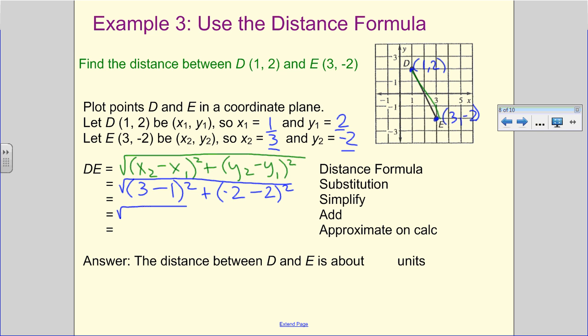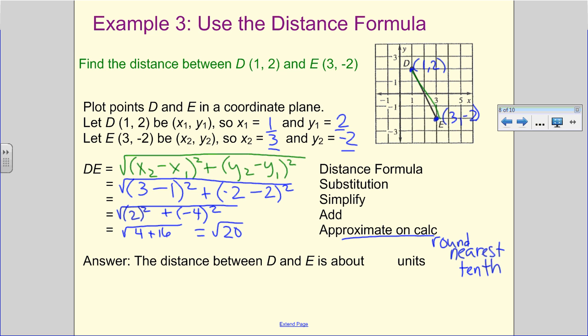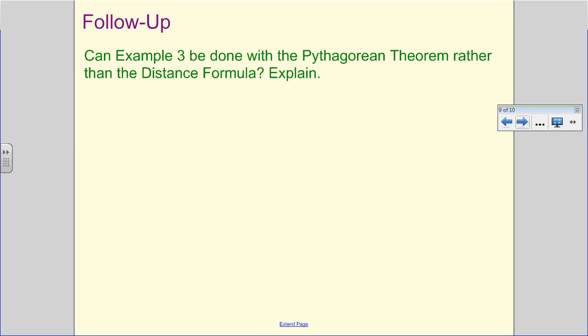It says to simplify, so we're going to take the square root, and we're going to have 3 minus 1, which is 2 squared, plus negative 2 minus 2 is negative 4 squared. And ladies and gentlemen, the book doesn't show up, but I would suggest keeping square roots around all of that. You then need to do the square roots of those. So this is the square root of 2 squared is 4, plus negative 4 squared is 16. That equals the square root of 20. You're going to approximate that on your calculator again, and we're going to round to the nearest tenth. Okay, and so that's going to approximately have a length of 4.5. So once again, we say the distance between D and E is about 4.5 units.